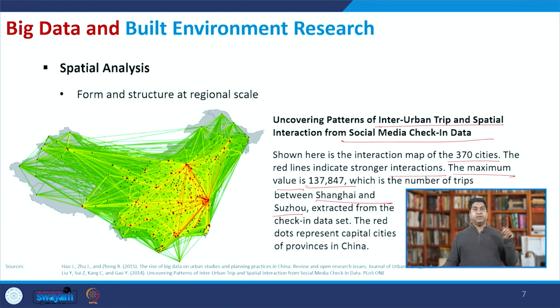You have not asked people; it is based on a check-in database, and you can see where people are going. It is just data sets. At this regional scale, with 370 cities and based on check-in data, the value could be a monthly value or annual value, depending on the amount of data you can predict it.